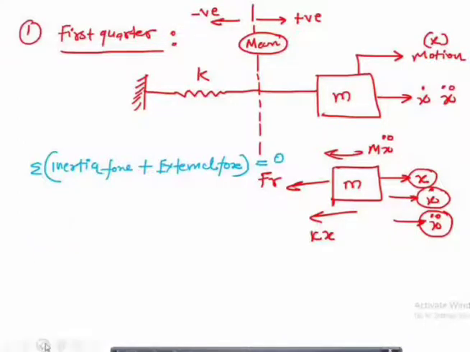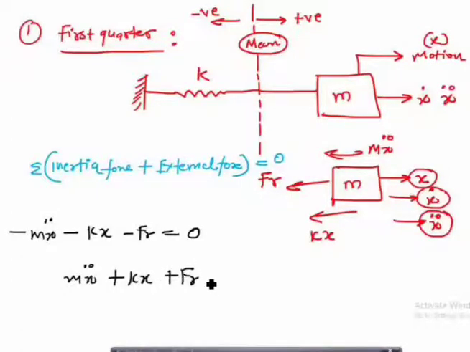Okay, so minus mx double dot, then minus kx and minus fr is equal to 0. This is what I am getting. So now all are negative. So mx double dot plus kx plus fr is equal to 0, right? So this is the equation I am getting. Let me call this equation number 1. This equation 1 I have got for the first quarter.